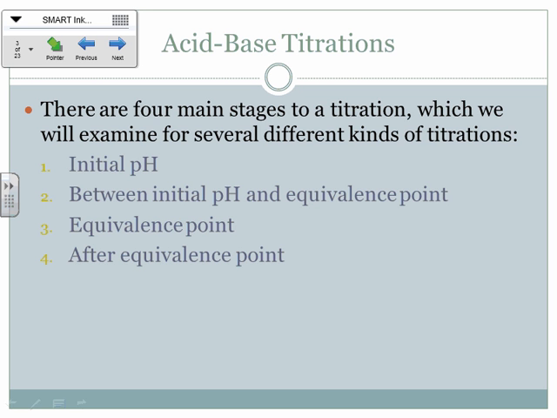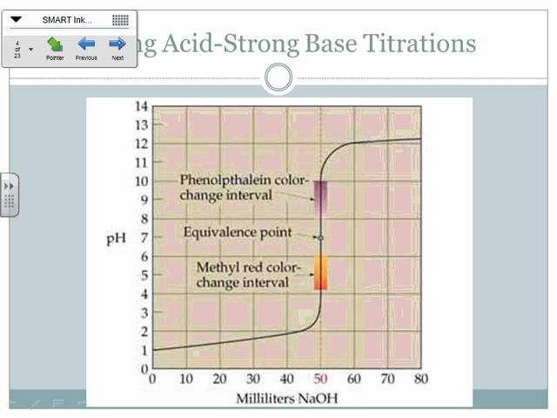Then we've got the stage that's between the initial pH and the equivalence point. So we've started adding the base. Usually a base is added to acid, not always, but that's the example we're going to work with today. There's going to be a time between when we start adding base, but we haven't reached the equivalence point yet. Then there's a stage in the titration where we're at the equivalence point, and then after the equivalence point. Those are the four stages that we need to talk about. Each of those stages has its own calculation that goes along with it, which is fun.